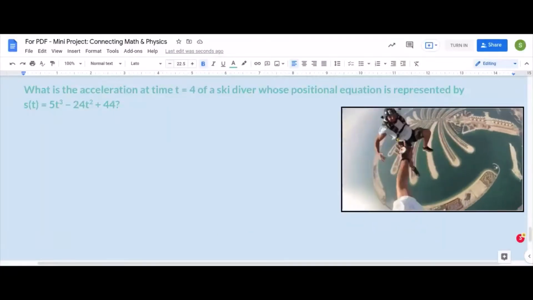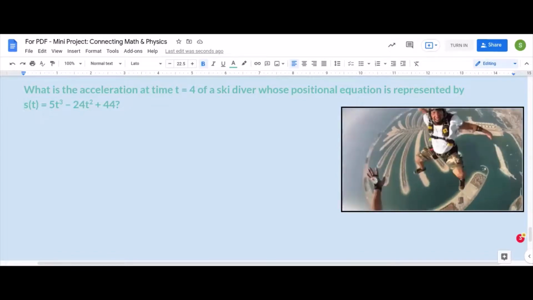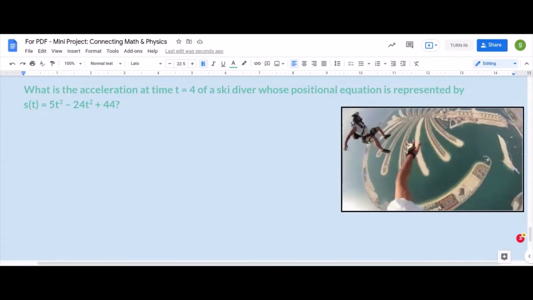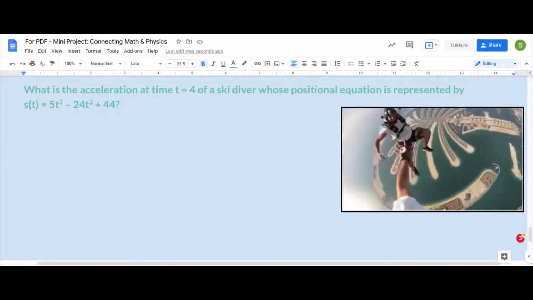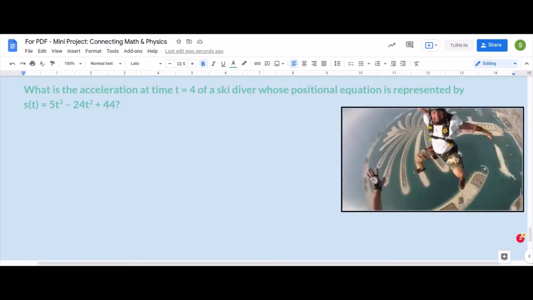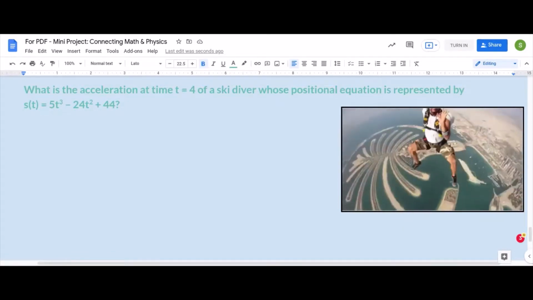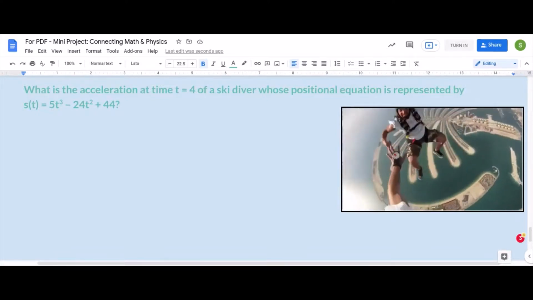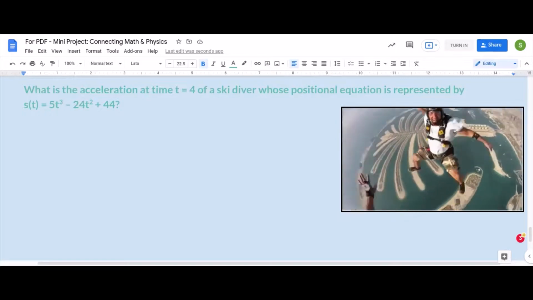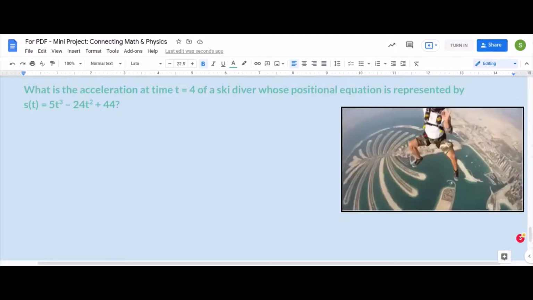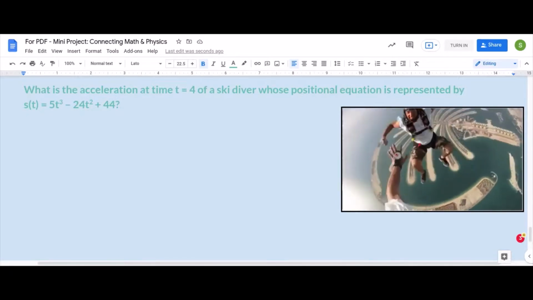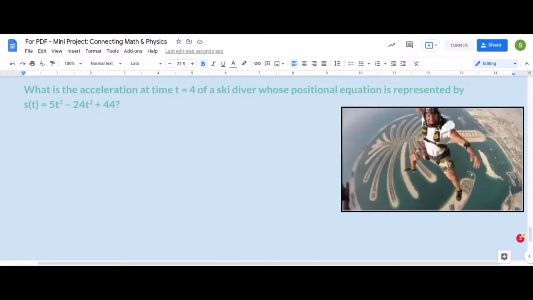And now I will explain the first example on how to use derivatives to find the acceleration. So the first example is, what is the acceleration at time t equals 4 of a skydiver whose positional equation is represented by s of t equals 5t cubed minus 24t squared plus 44.